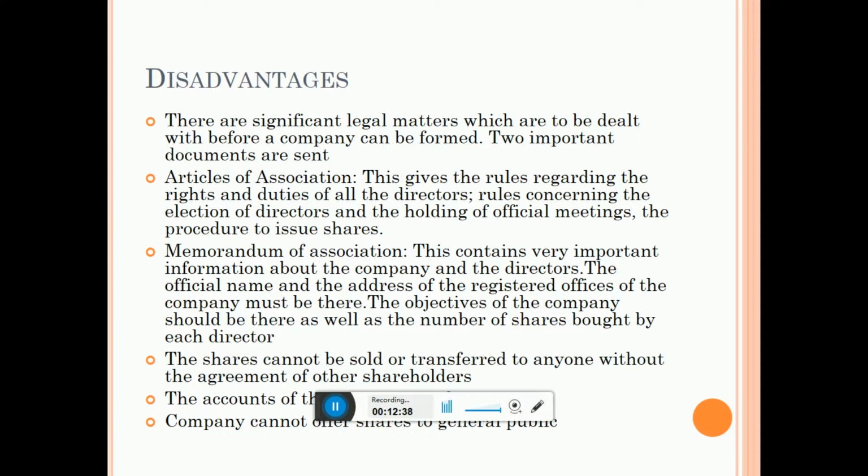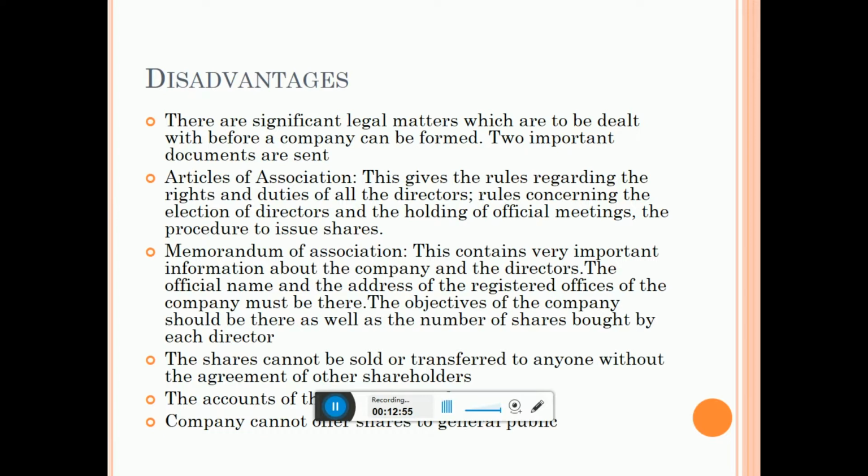The shares cannot be sold or transferred to anyone without the agreement of other shareholders. As a private limited company is a small company, we have to get the agreement of all other shareholders in order to sell the shares. The accounts of the company are less secret.